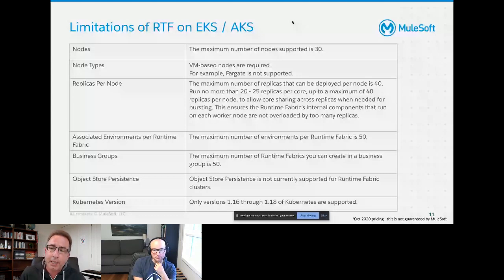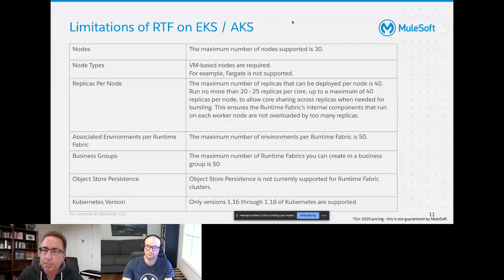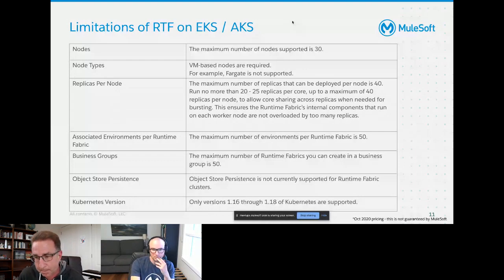The maximum number of replicas that can be deployed per node is 40. For those of you not familiar with Runtime Fabric, replicas are almost like applications or containers that are running inside of a node. Maximum there is 40. Now, it is recommended that you run about 20 to 25 to get the necessary headroom available in a node, but the absolute maximum would be 40. If that's something that you're interested in for your organization, please feel free to reach out to Adam or myself. We can certainly help you with sizing or solutioning these types of activities.